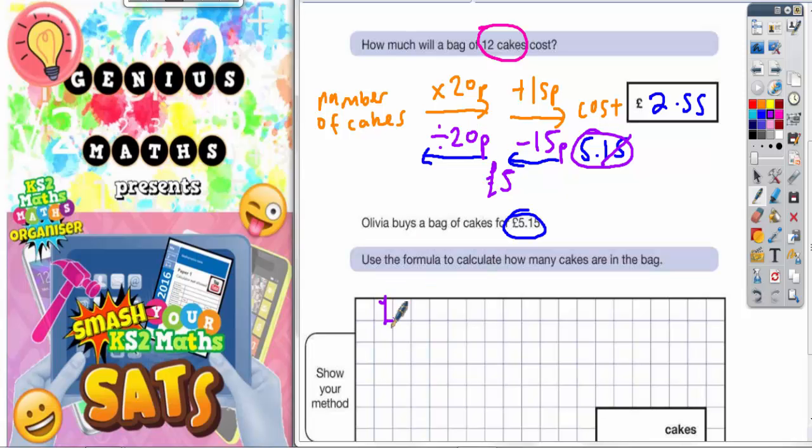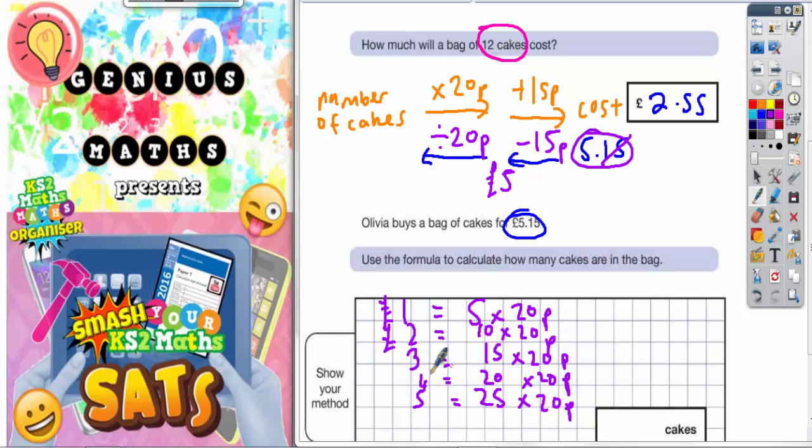Well, £1 is basically got 5 lots of 20p in it. So £5 is going to have 5 times as many 20p's in it. So if £1 has 5 20p's, then £2 would have 10 20p's, £3 would have 15 20p's, £4 would have 20 20p's, and £5 would have 25 20p's.